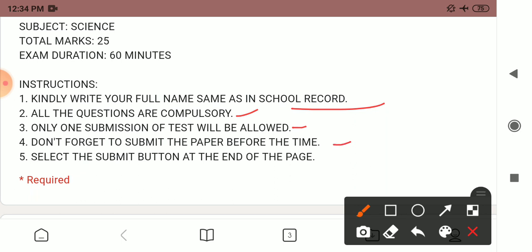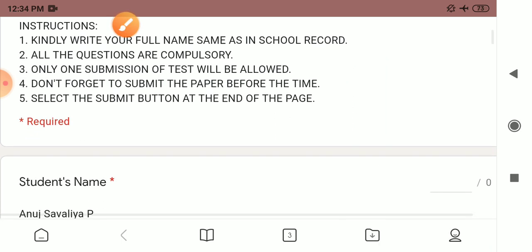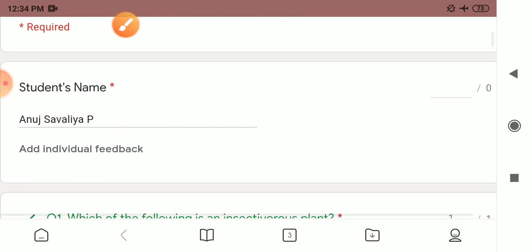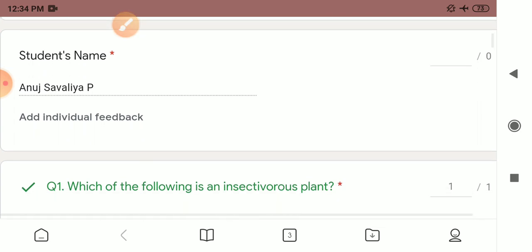Next is, don't forget to submit the paper before the given time. And last one is, at the end you have to select the submit button to submit the paper. So here now let me start with the paper. Here in the student's name you have to write your name.